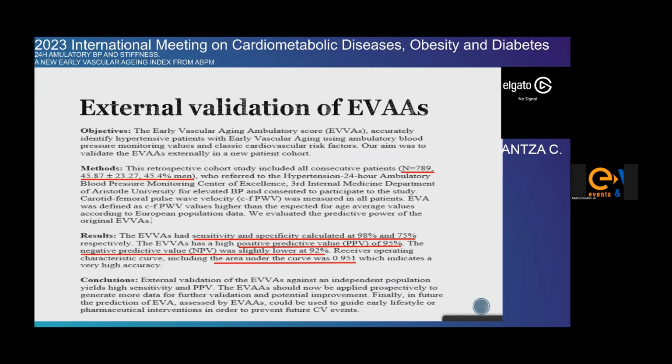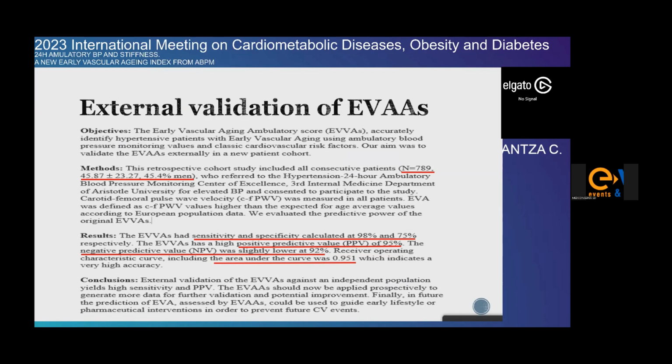Here is how the application looks, and here is the external validation of the Early Vascular Aging Ambulatory Score. In order to see if the specificity and sensitivity of our model are fine, we decided to have a retrospective cohort study, which included almost 800 patients, almost 50% of them men, to see if the score is fine in this independent population.